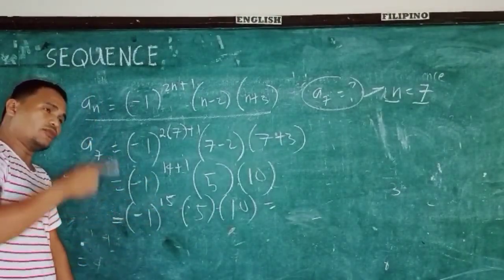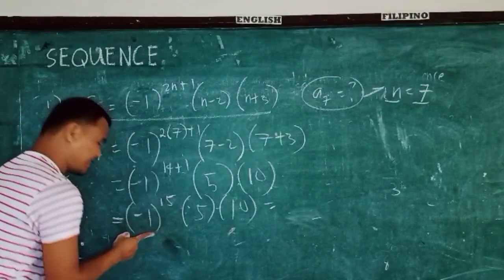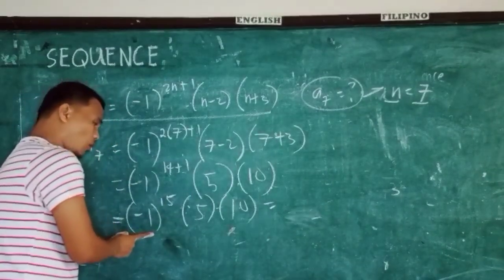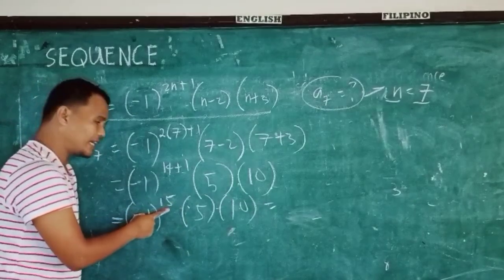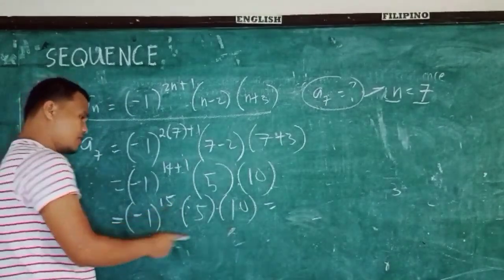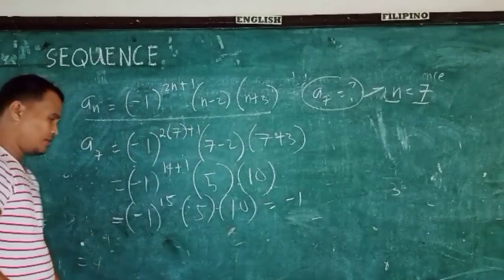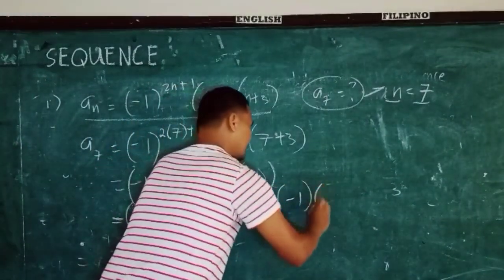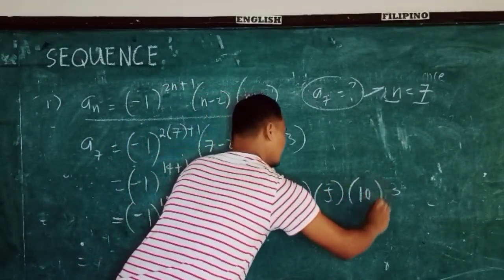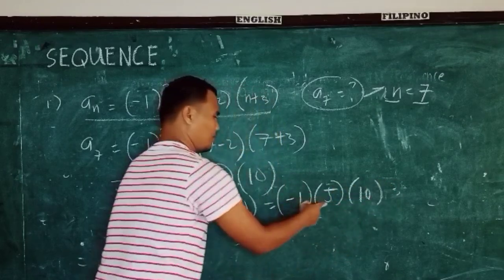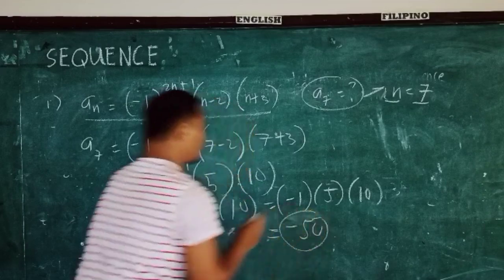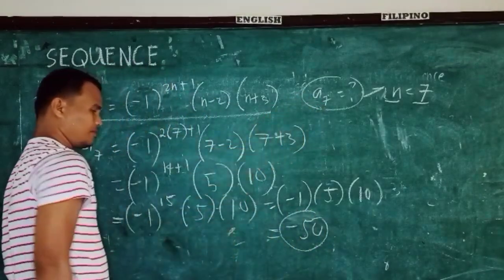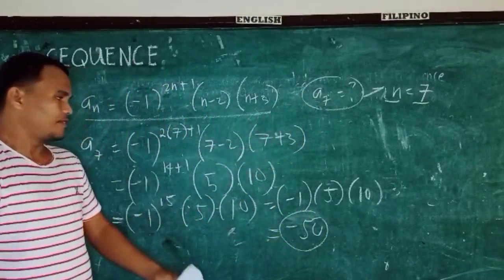So, I say that if your base is negative and your exponent is odd, the result is still negative. So, negative 1, 5, 10. So you multiply the three numbers, the result is negative 50. So, therefore, the 7th term is negative 50.